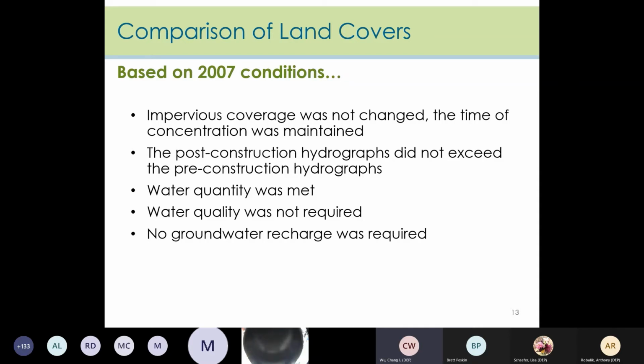And since there's no increase of impervious surface and the lawn area was not changed much, they probably don't need any groundwater recharge. So for this site, it was just like there was nothing they have to do.